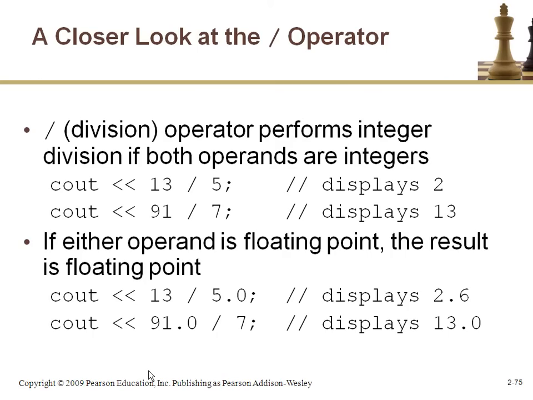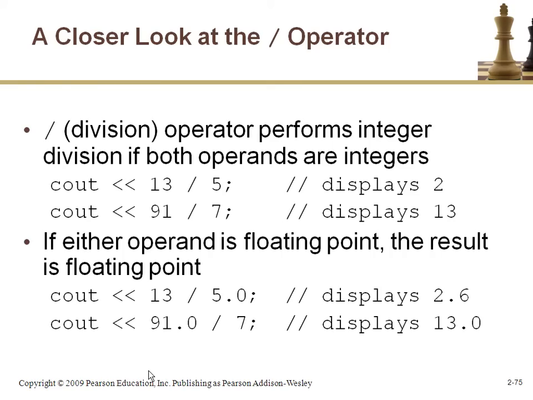Let's take a closer look at the slash operator, or the division. You have cout 13 divided by 5. As a result, the display would be 2, because 13 is an integer and 5 is an integer. The result of that expression would be an integer value. Again, dividing 91 by 7, you get 13, with 0 left over.